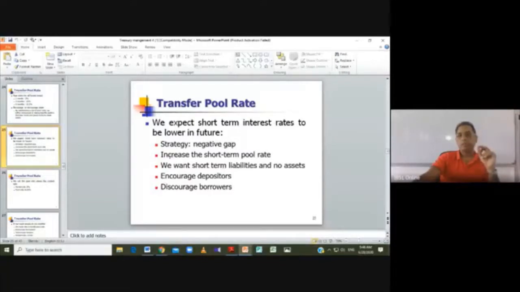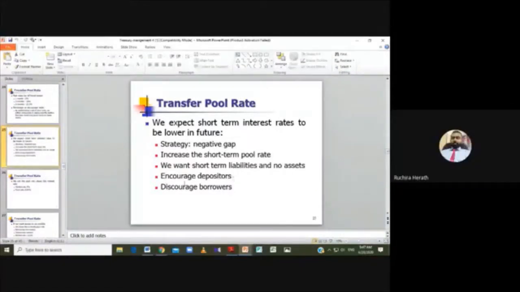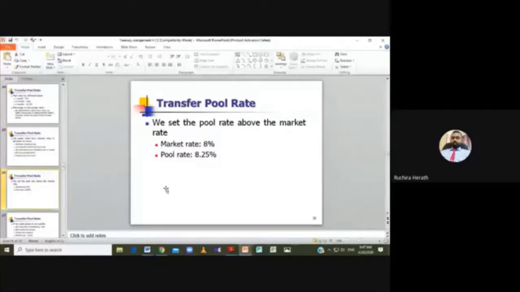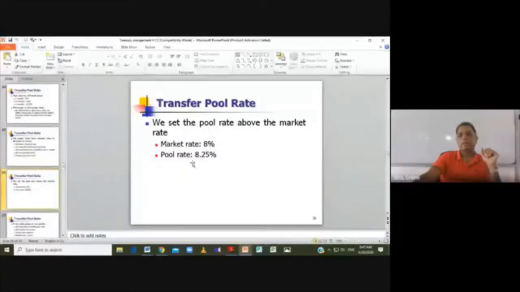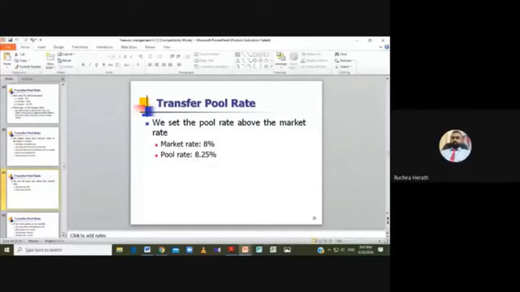So you increase your short-term pool rate. Basically, you pay a higher rate, or rather, try to get more short-term deposits. You want short-term liabilities more than assets. So, like Lucia said, you keep 1 year lending and borrow more short term. Encourage deposits in the short term. Discourage borrowers in the short term. So pool rate, market rate: you can have a higher rate than the market rate, but that's up to you.